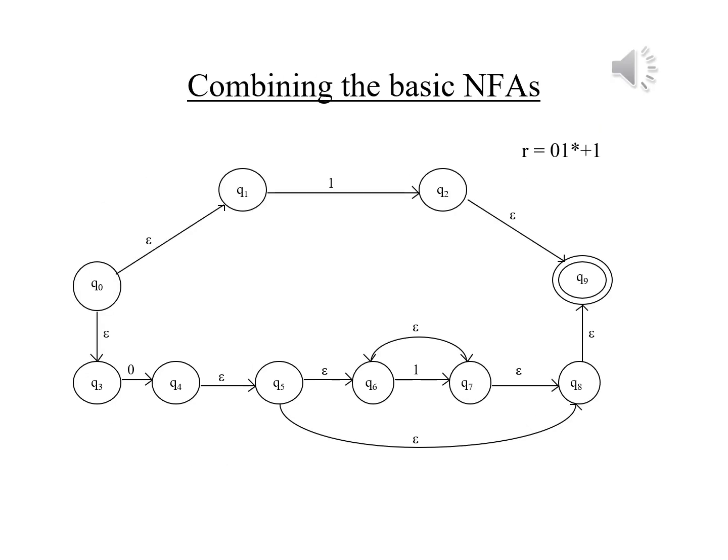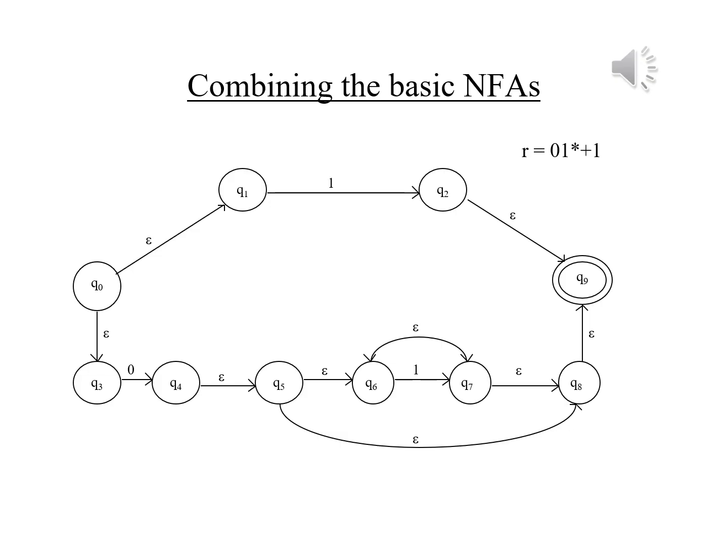We're now going to combine all of these in one sense. We're going to build a state machine for the regular expression 0, 1 asterisk plus 1. The 1 is fairly simple. I have a path along the top where I have an epsilon move taking me from Q0 to Q1. I go on 1 from Q1 to Q2, and on another epsilon move from Q2 to Q9 at the end.